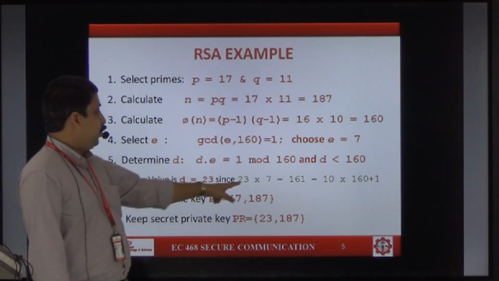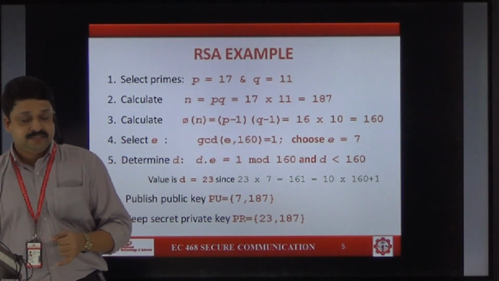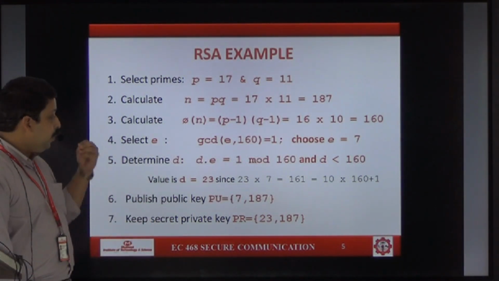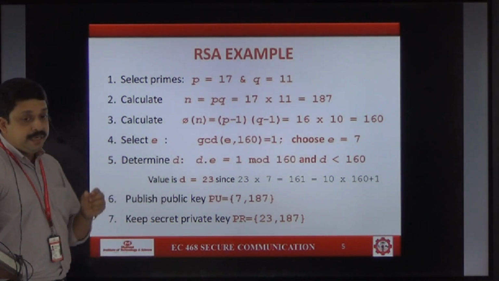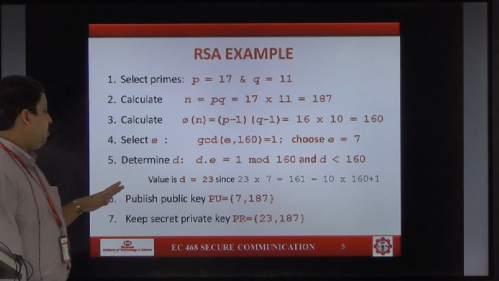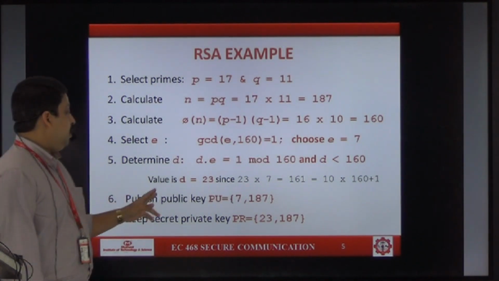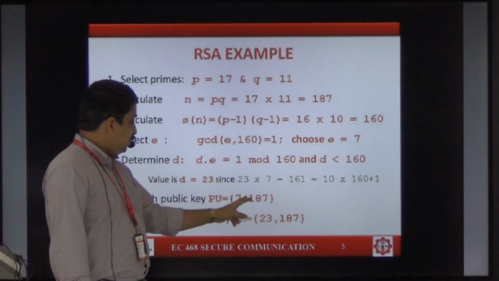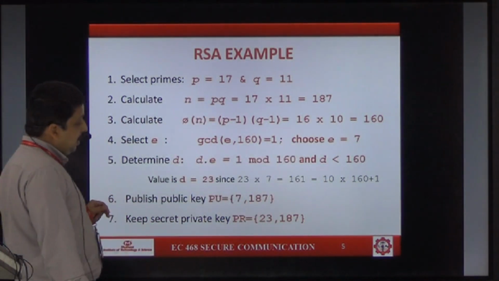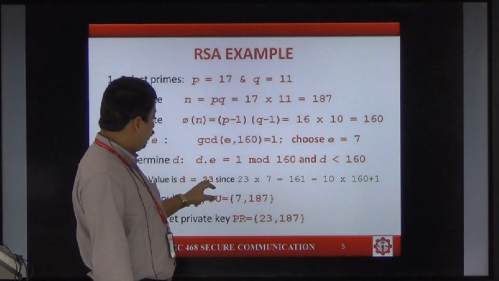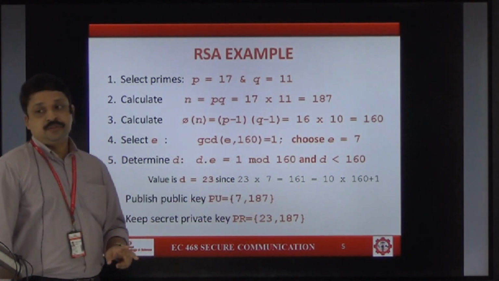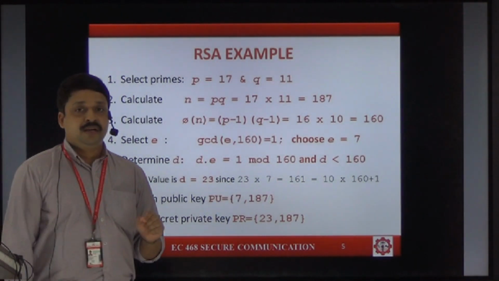So the computation is shown here. We had selected the value of E, and using that value we were able to compute the value of D. So E and D are known. Then the public key that we will publish will be E comma N. The E value selected was 7. Now the private key will be D comma N. The computed D value is 23, so 23 comma 187. So that's an example.